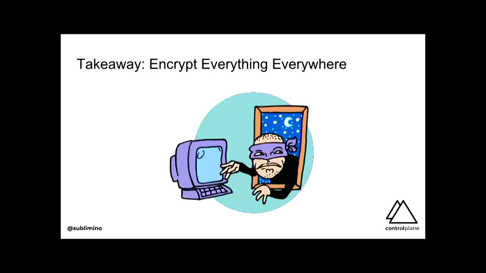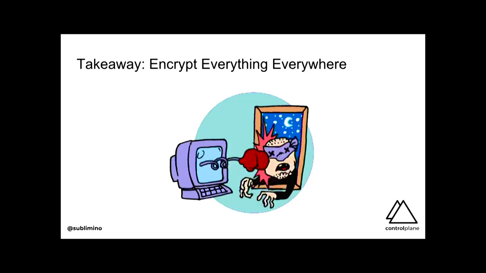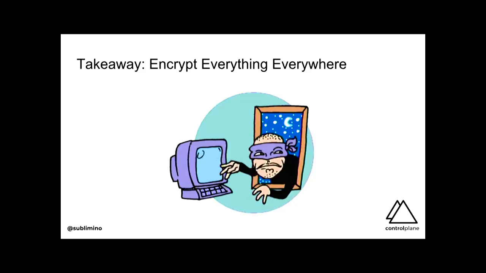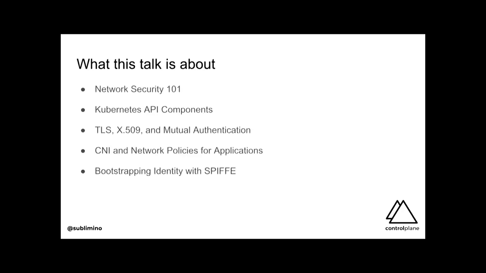The SPIFFE project is looking to solve some of these issues. The subject is broad and deep, so we will cover some key technologies and hopefully leave you enough pointers to go and do some further investigation on the parts that interest you more thoroughly. So, Network Security 101. Kubernetes API components, TLS in general, mutual authentication in particular, CNI and network policies for applications, and finally looking at bootstrapping identity for dynamic workloads with SPIFFE.